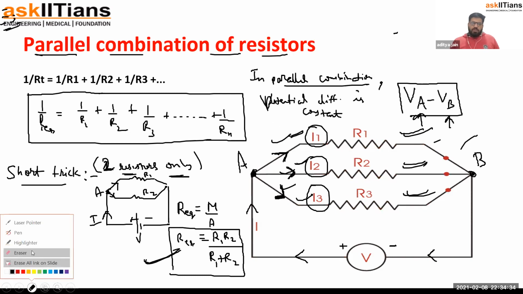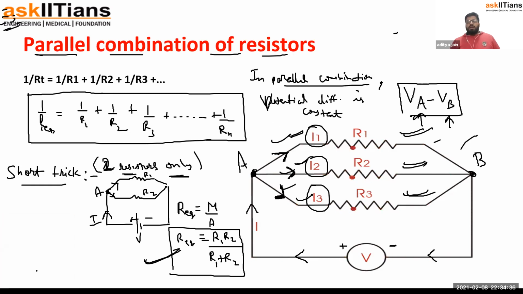So what is the conclusion? In series combination, current is constant through every resistor, and in parallel combination, potential difference is constant through every resistor. So this is the basic bifurcation between series combination and parallel combination.